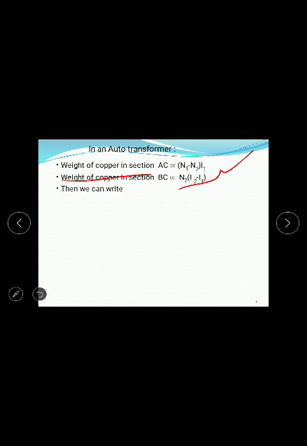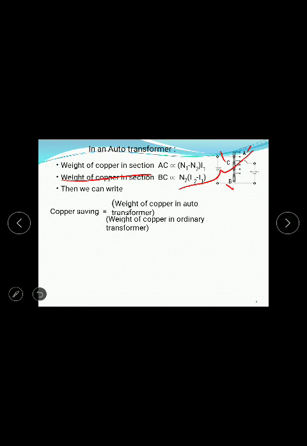So then we can write, here, this is the AC port, here B, C, A. So then we can write copper saving: the weight of copper in auto transformer by the weight of copper in ordinary transformer.